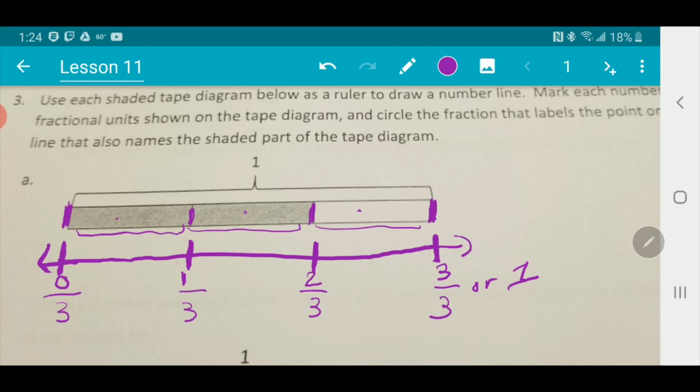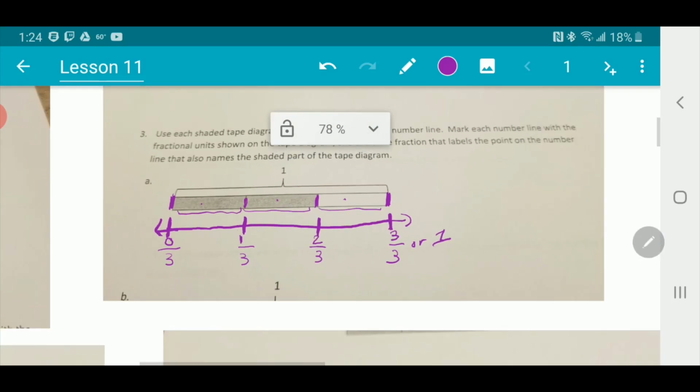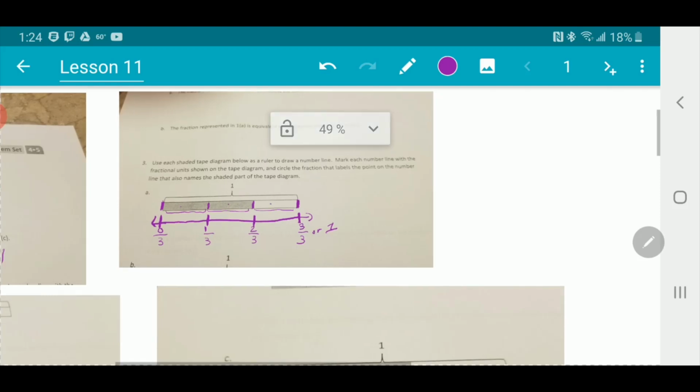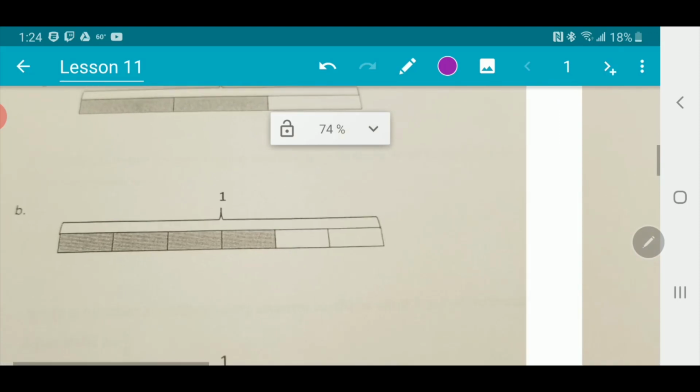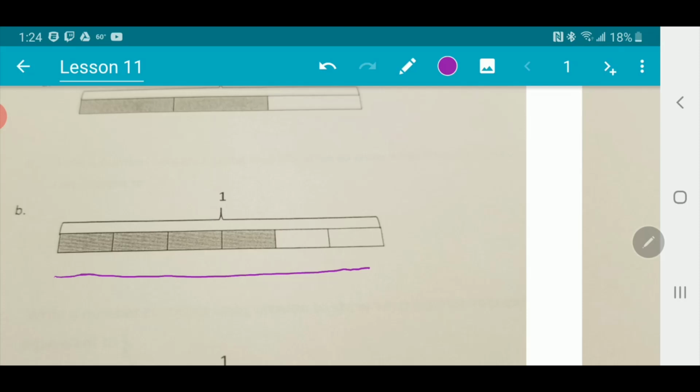Okay, so pretty much the same thing as that first problem that we did, but instead we drew the number line this time. We're going to go on to 3B. Okay, 3B looks like this. So once again, in order to make a number line, I'm going to draw a straight line that's just as long as my tape diagram above. I'm going to make a tick mark at the beginning that matches up with the beginning of the tape diagram. I'm going to make a tick mark at the end that lines up with the end of the tape diagram. Then I'm just going to extend my line and put those arrows at the end.